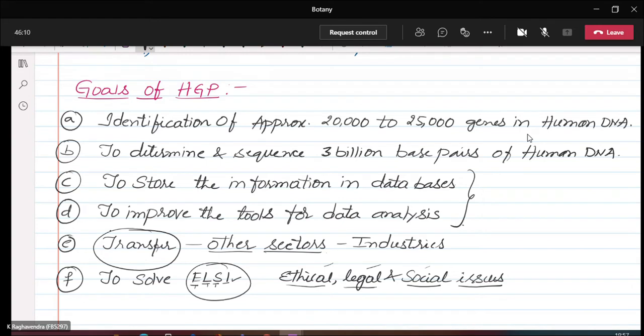Then the next goal is sequencing. They sequenced not only the human, but initially they sequenced non-human model organisms. They sequenced the DNA of a nematode pathogen. They sequenced Arabidopsis. They sequenced rice. They sequenced yeast DNA. They sequenced Drosophila. They sequenced bacteria. Like that, they sequenced non-human model organisms. That is one of the goals of HGP: sequencing of non-human model organisms.